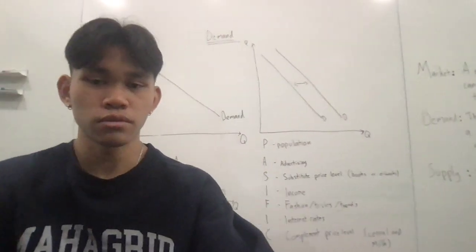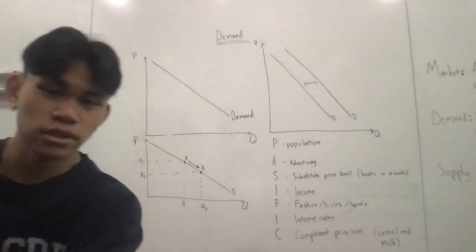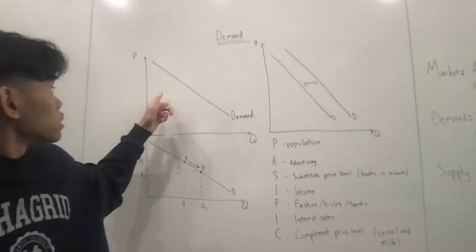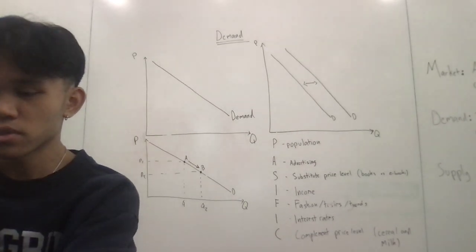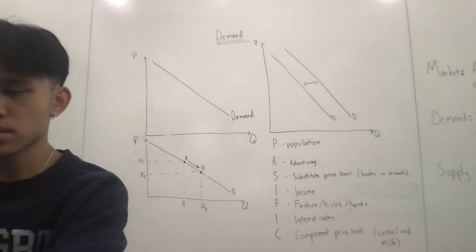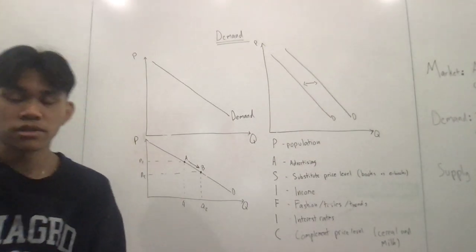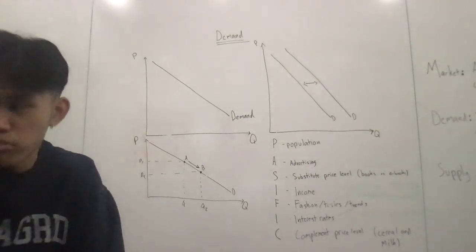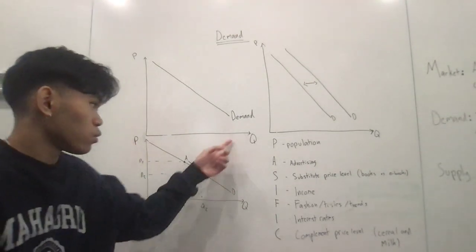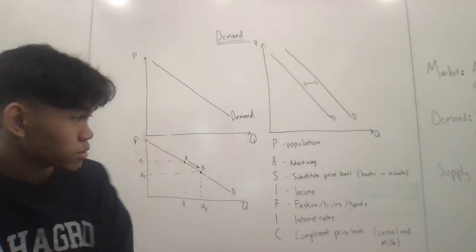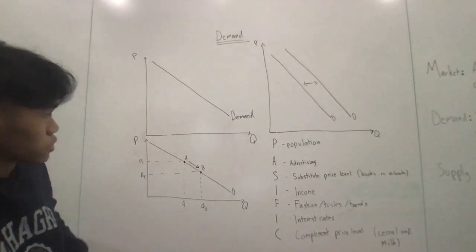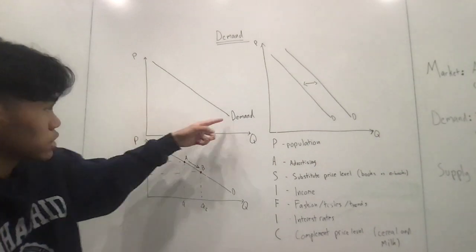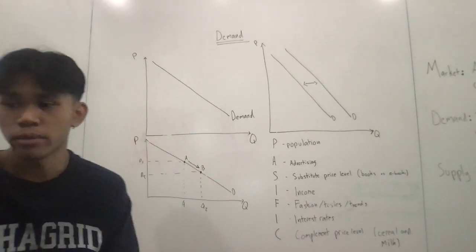Now, if we move over here, we can see that demand, this image here, is represented by a downward sloping curve. This is because the law of demand states that there is a negative relationship between the price of a good and its quantity demanded. As the price of a good increases, the quantity demanded is lower, and vice versa. If the price of a good decreases, there's more quantity demanded.